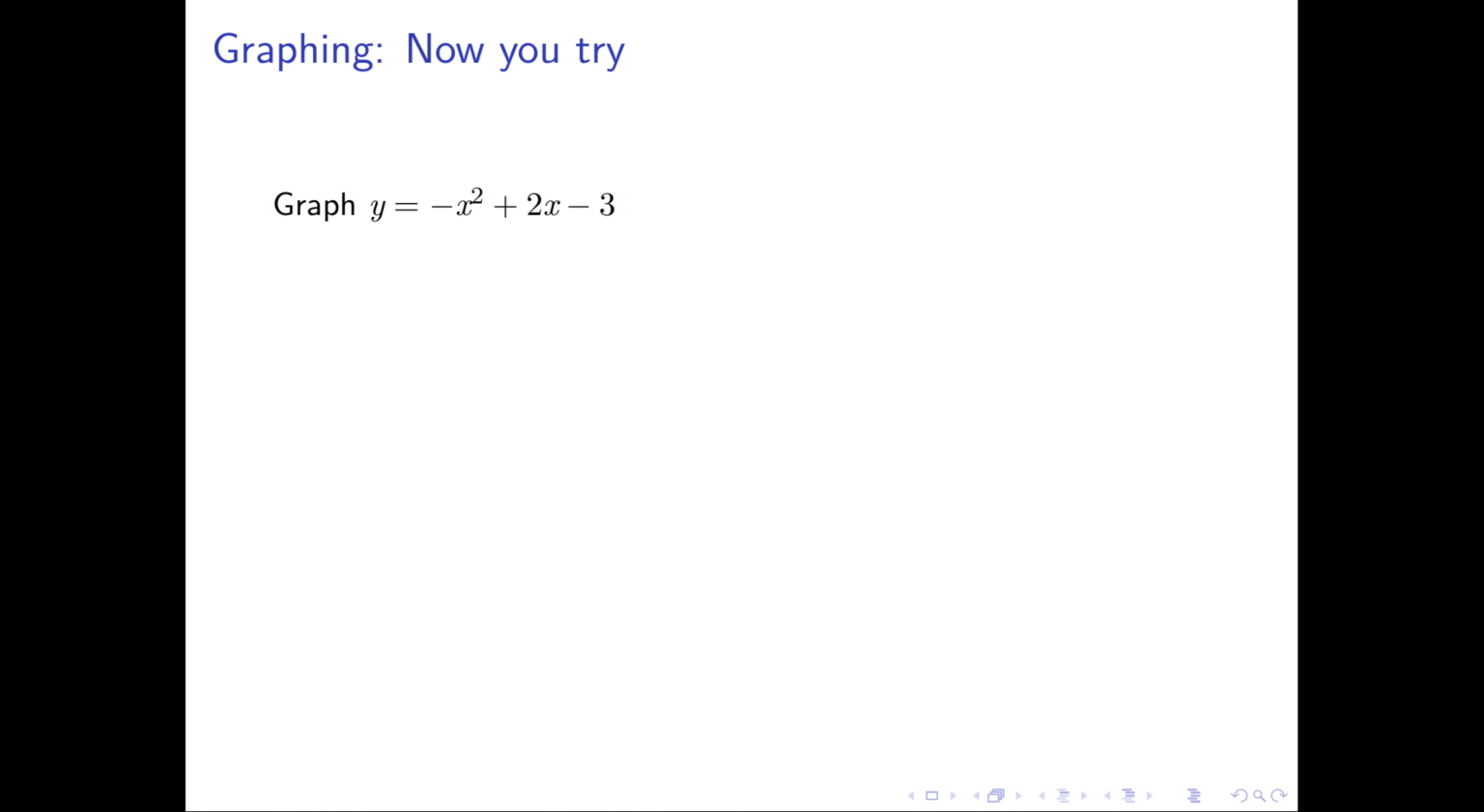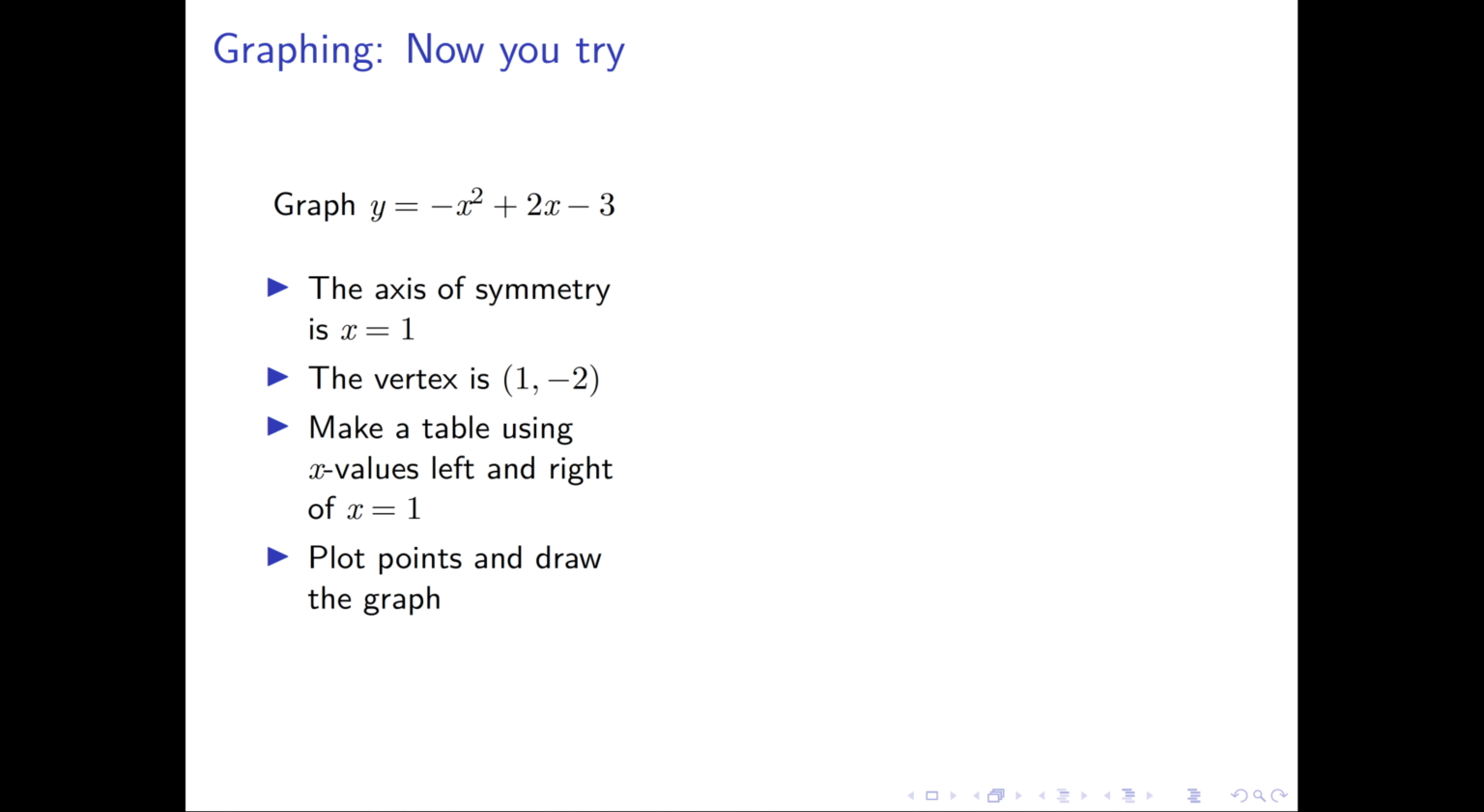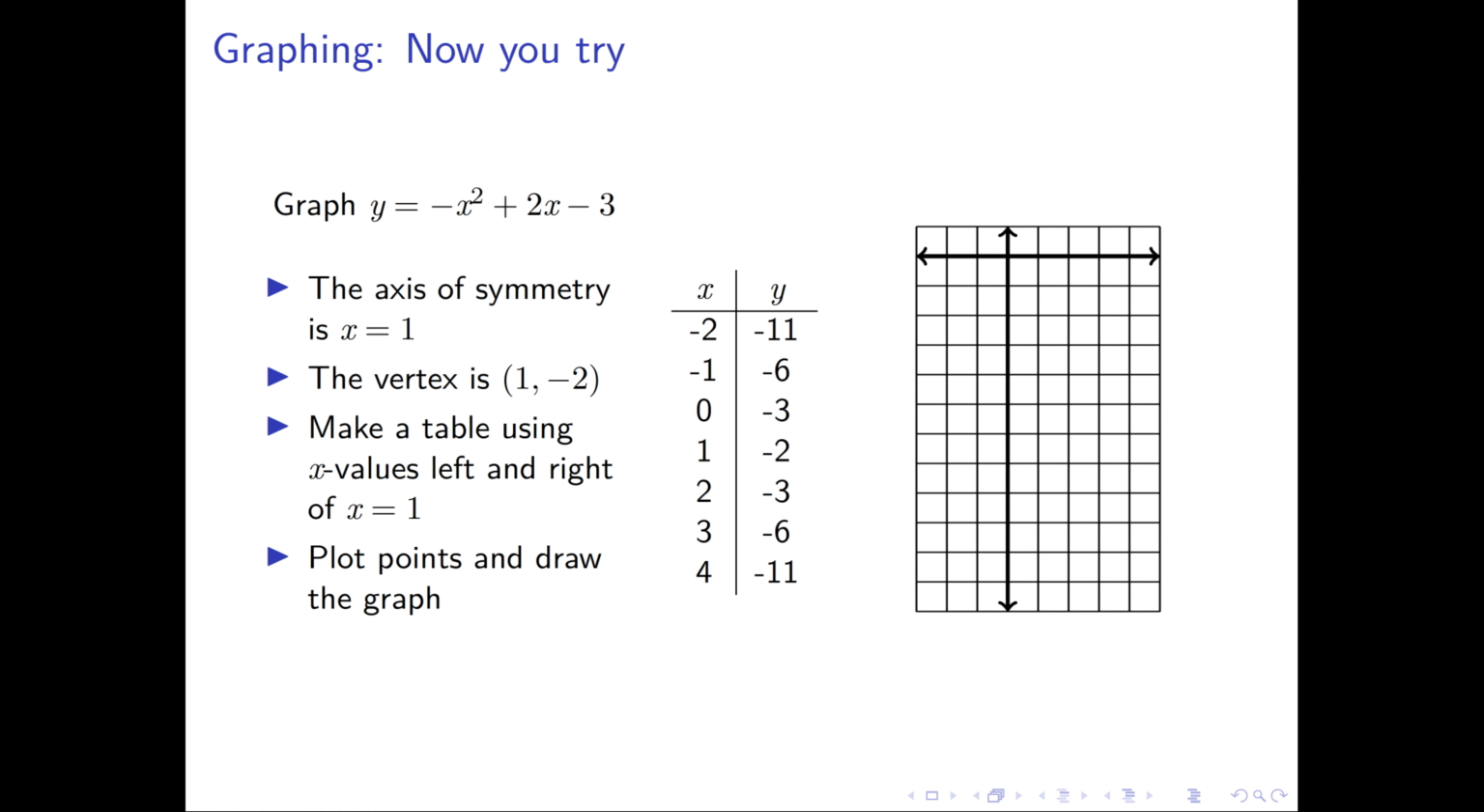I'd like you now, please, to graph y = -x² + 2x - 3. Here are the steps. And here's the table. And this is what the graph looks like. Notice that the axis of symmetry is at x = 1 and that this parabola opens down.